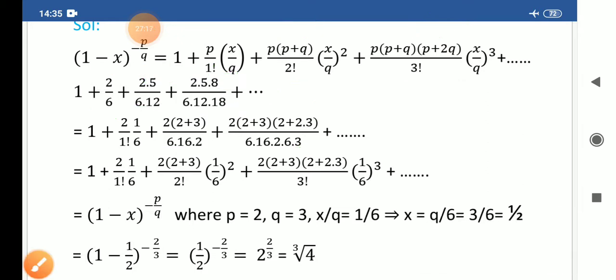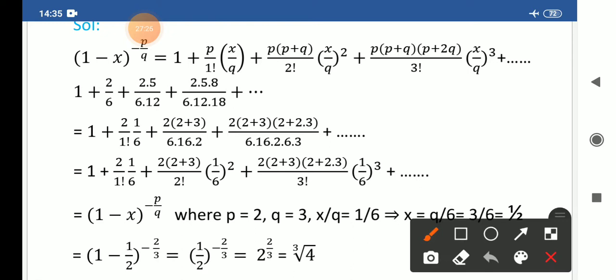Okay. Now this is equal to 1 plus 2 by 1 factorial, 1 by 6, plus 2 into 2 plus 3 by, here this is 6 into 1, so 1 into 2, 2 factorial, 6 into 6, 6 square, 1 by 6 whole square. You write this as it is: 1, 2, 3, 3 factorial, 6, 6, 6, 1 by 6 whole cube. Now comparing this.